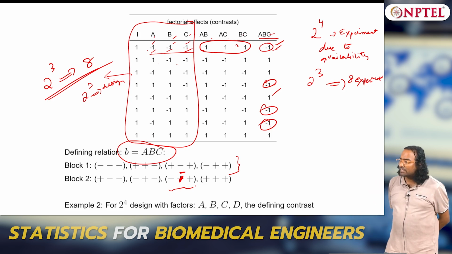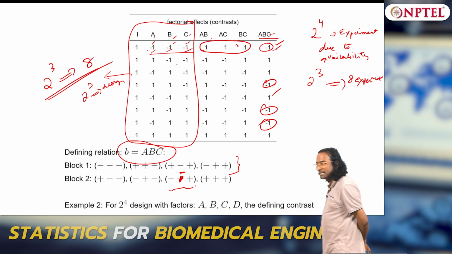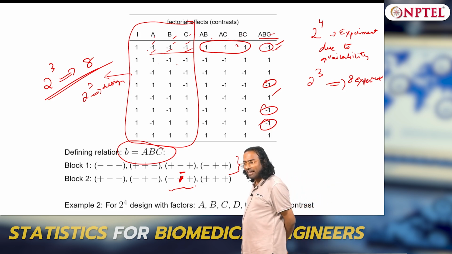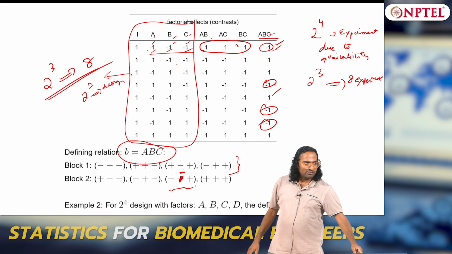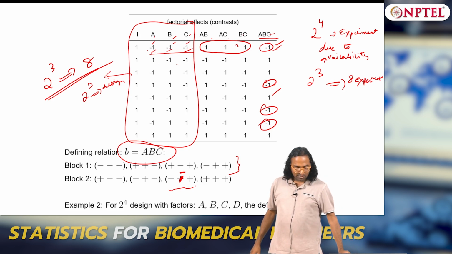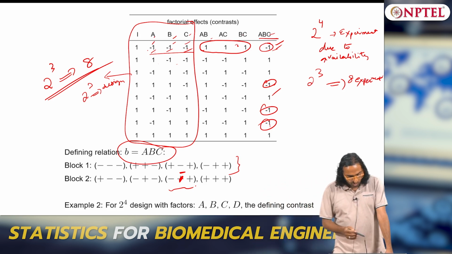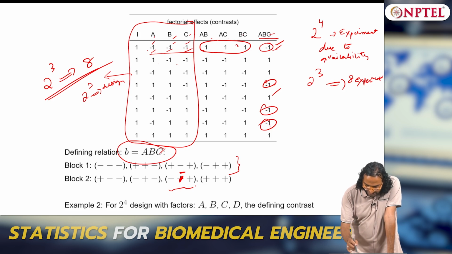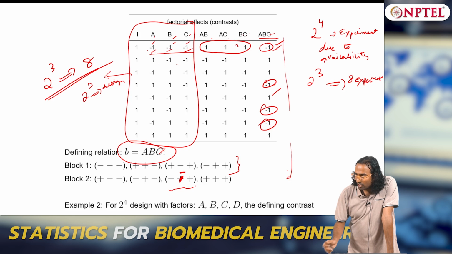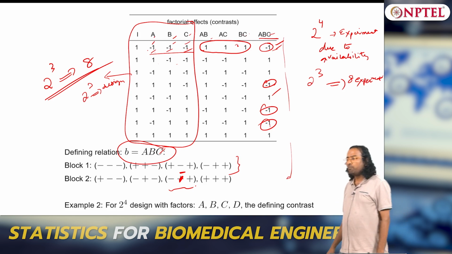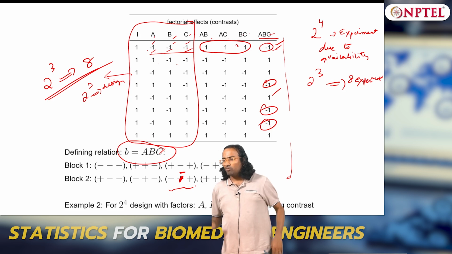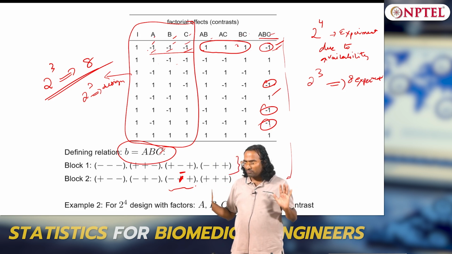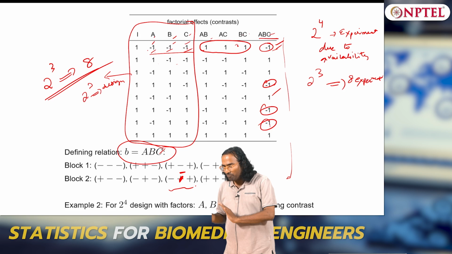And what are the interaction terms? AB, BC, CA and ABC. I can complete the AB, BC, CA terms using this. So that is what I have done. So by defining relation B equals to ABC, I have AB, BC, CA as well as ABC terms. Now what is the block I have defined? A block I have defined to be ABC positive, ABC negative. D I have not even bothered so far.